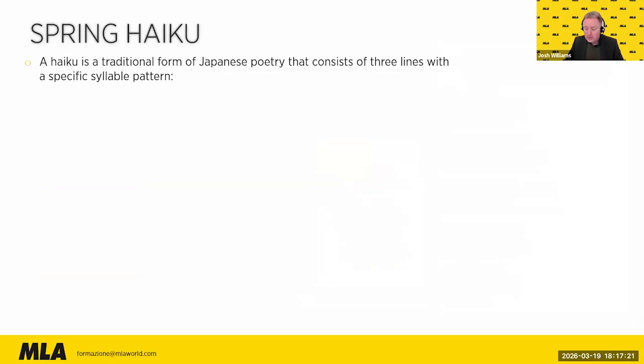Another activity that you could do with your students is a spring haiku. Now, the haiku, as you may know, is a traditional form of Japanese poetry that consists of 3 lines in a specific syllable pattern. Obviously, syllables in Japanese are a little bit different to English, but it generally works in the sense that there's 5 syllables in the first line, 7 in the second, and 5 in the third.